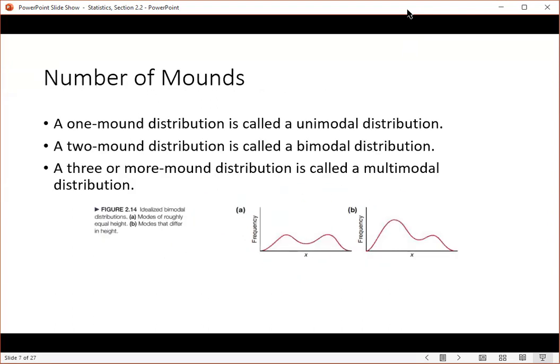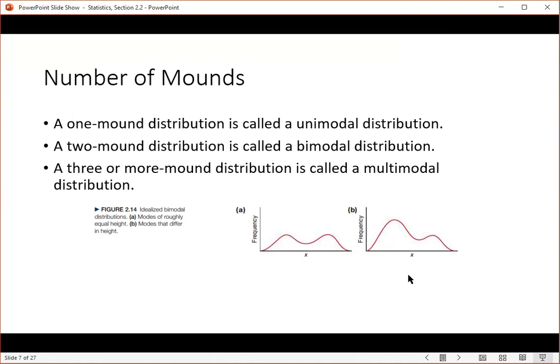Okay, so the number of mounds. A one mound distribution is called a unimodal distribution. A two mound distribution is called a bimodal distribution. And if you have three or more mounds, then you'd call that a multimodal distribution. All right, so this one here is an example of a bimodal. Actually, both of these are bimodal. We have one bimodal that is symmetric, and then we have a second bimodal, which is skewed. Looks like we have a right skewed distribution.